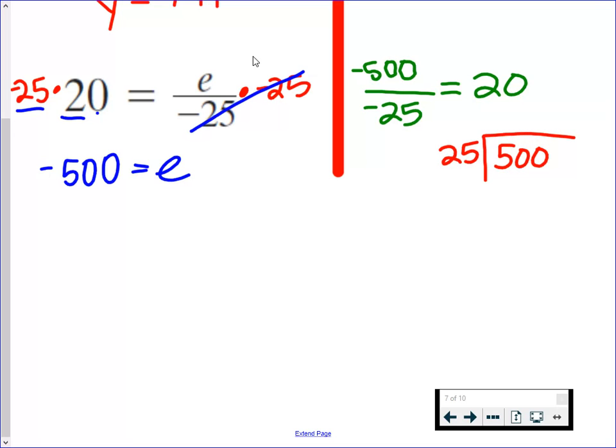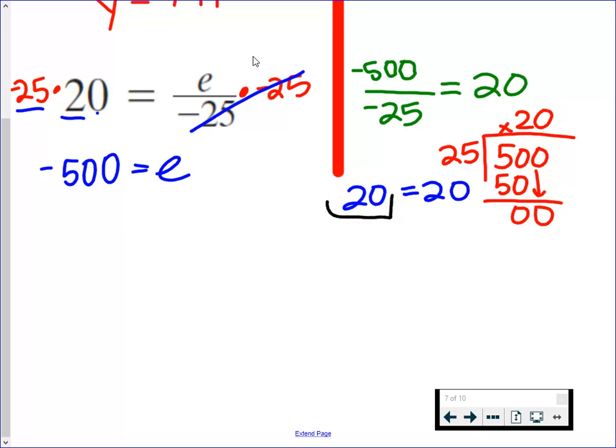25 fits into 5? No. Fits into 50 twice. Negative divided by negative, positive. If you've missed my triple beam balance, here it is. A work of fine art. Equal.